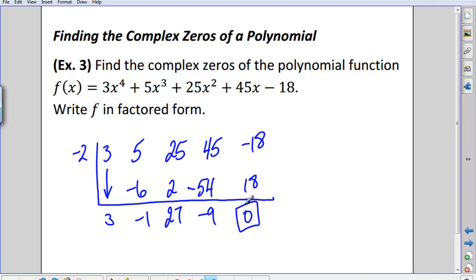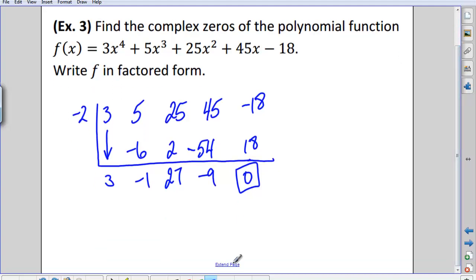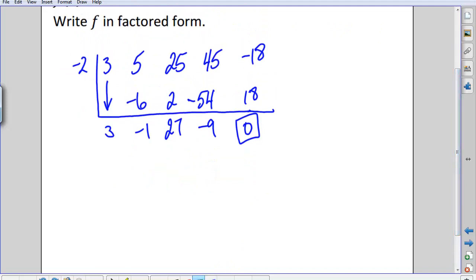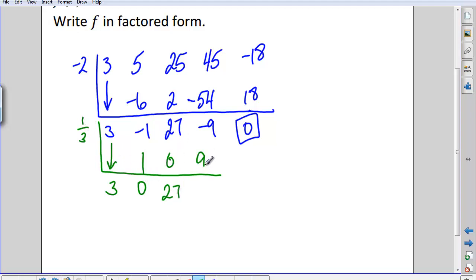And let's do our 1/3. Now, can we do synthetic division with 1/3? I say, why not? It's really just multiplying and adding, right? So bring down the 3. 1/3 of 3 is 1. Add that, we get 0. 1/3 of 0 is 0. Add, we get 27. 1/3 of 27 is 9. And add those, we get 0. So yeah, we can do it with 1/3. That's no problem.